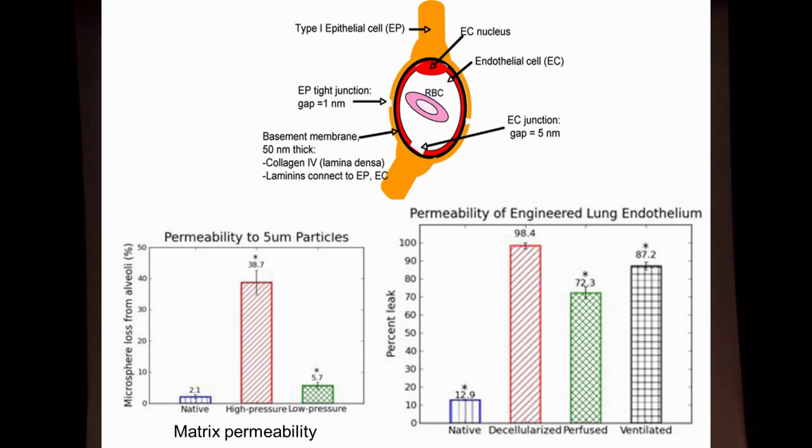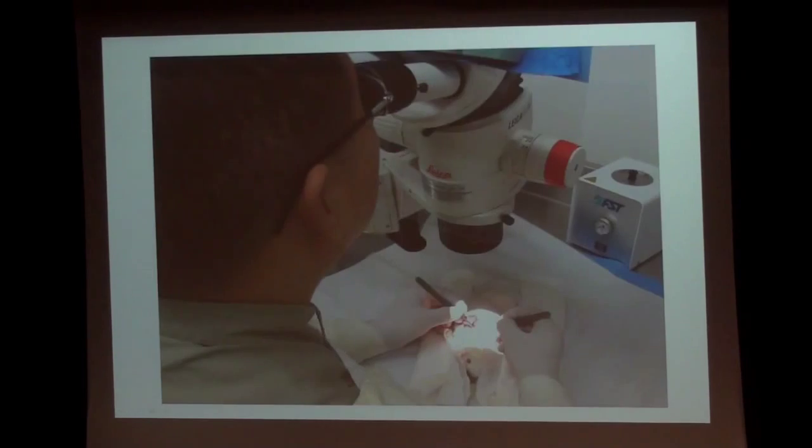This is some quantification of barrier function, just showing that the barrier function in the engineered lung by some of our assays is only moderately good. It's clear that we still need to improve barrier, both by improving the matrix, but also improving our endothelial and type 1 epithelial cell seeding. So I still think we've got a ways to go there in terms of how dense those cells are.